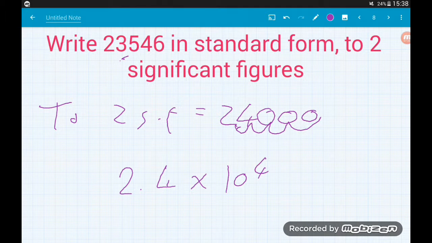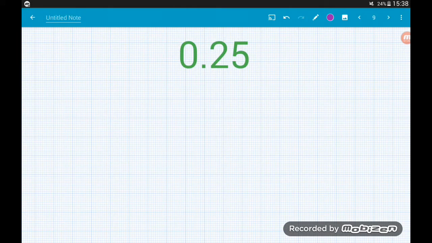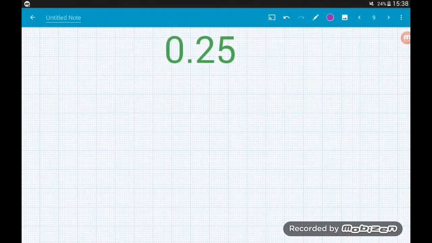Okay, that's it for the big numbers. Now we're going to look at writing smaller numbers using standard form. Okay, so this time we're thinking about our decimal point moving to the left. Okay, so here then we've got 0.25. So we're going to need our number as normal. We're going to need 2.5 here. Now let's put our decimal into the number at the top. So we're going to put it in between the 2 and the 5.